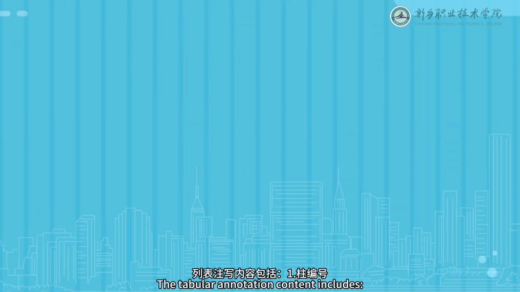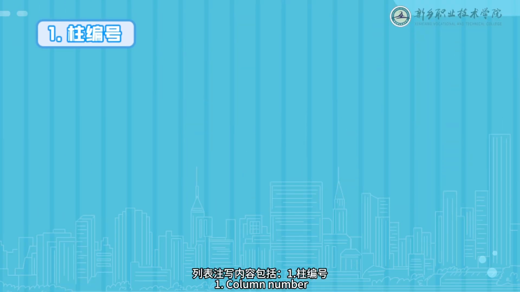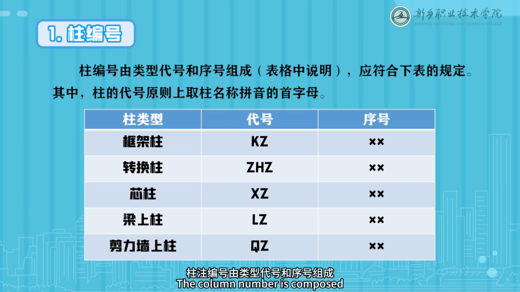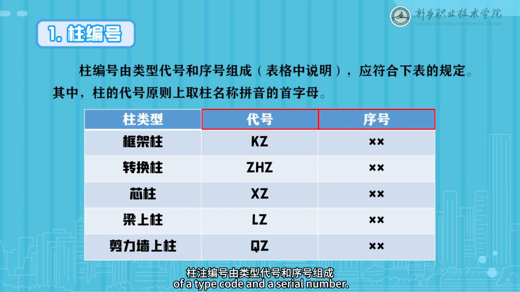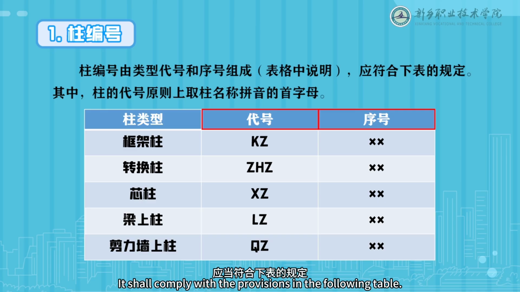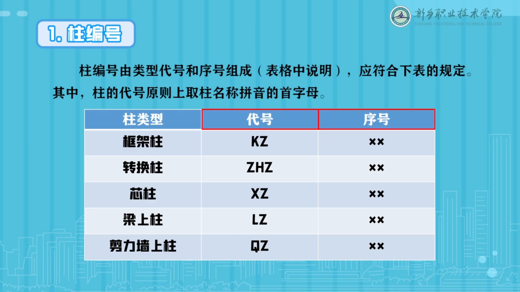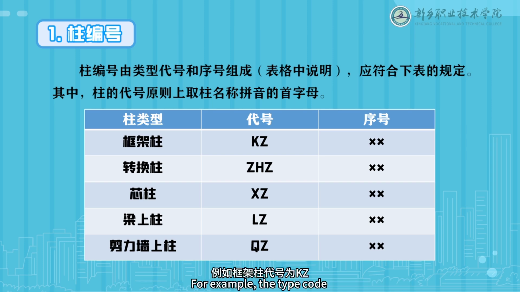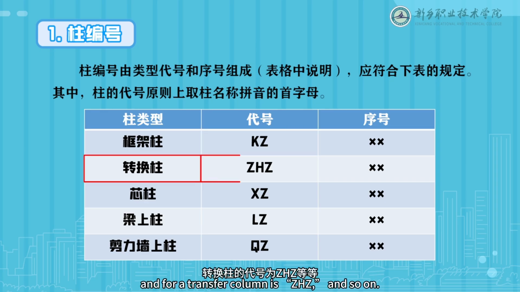The tabular annotation content includes, first, column number. The column number is composed of a type code and a serial number. It shall comply with the provisions in the following table. The column type code is generally taken from the initials of the column name in pinyin. For example, the type code for a frame column is KZ, and for a transfer column is ZHZ, and so on.